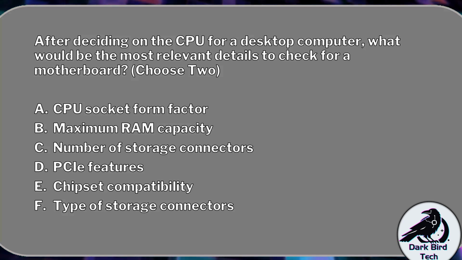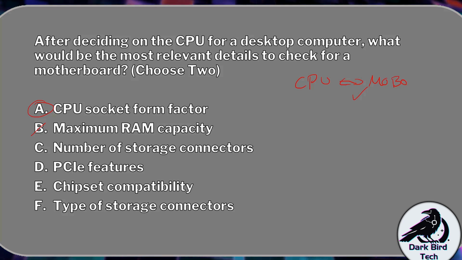We've got the CPU socket form factor, the maximum RAM capacity, number of storage connectors, the PCIe features, like the number of connectors and the number of lanes, the chipset compatibility, and the type of storage connectors available. Now, all of these 6 options are valid things we would care about on our motherboard. But what we're looking at are the things that matter the most for the CPU and motherboard compatibility. Now the RAM, that is not really a factor. The CPU socket, though, is.